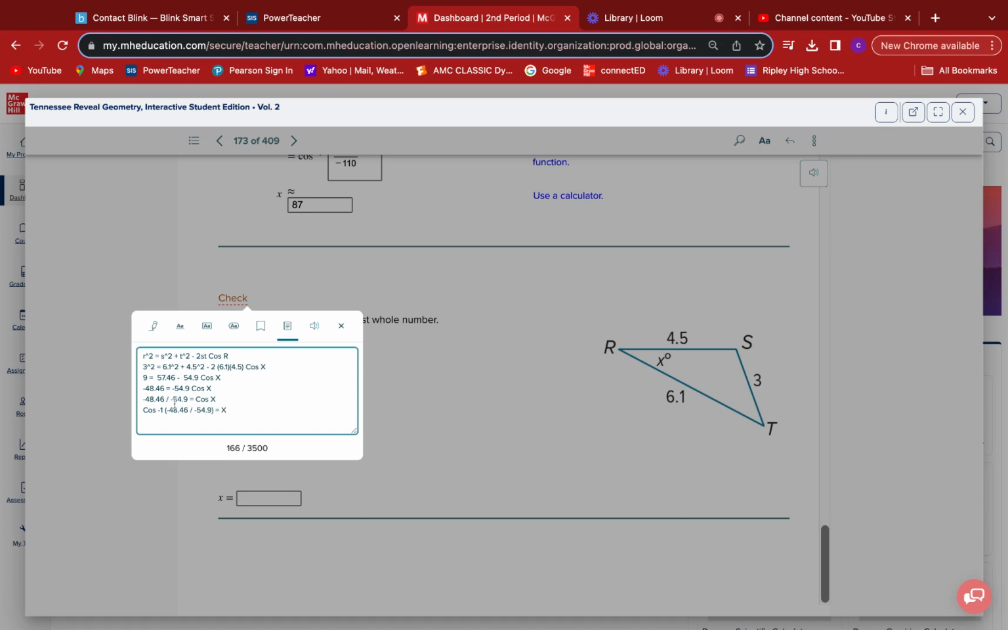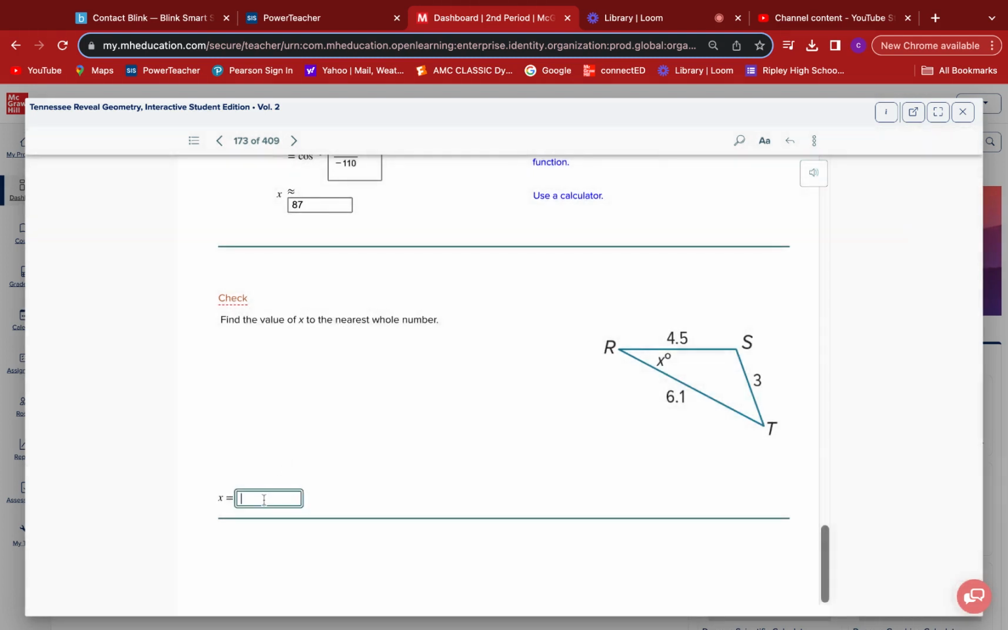So grab a calculator, do inverse cosine. That's the cosine to the negative 1 power. It's going to open up a parenthesis for you. Put in negative 48.46 divided by negative 54.9, and then close your parenthesis. And I'm sure they want it to the nearest whole number. That is going to be 28 degrees, because there's a 0 after the decimal. 0 does not make the 8 change. This is going to be angle X, 28 degrees. So there you go. 28 degrees, everybody.